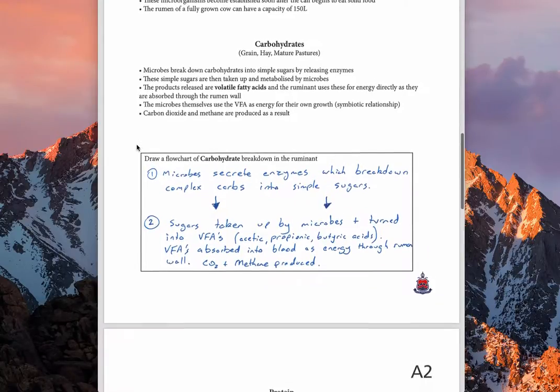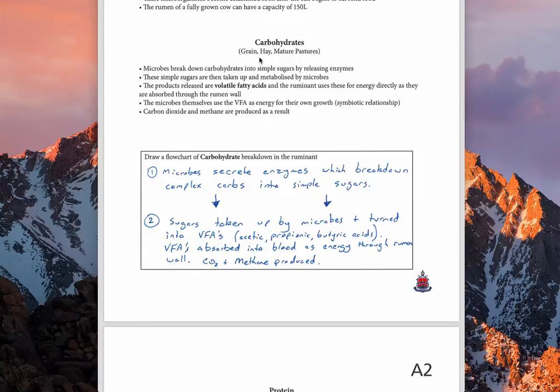Okay, so carbohydrates. We'll look at carbohydrates and protein here. Carbohydrates primarily come from grain, hay, and mature pasture. Microbes break down carbohydrates into simple sugars by releasing enzymes, and the enzymes work at breaking down the carbohydrates. These simple sugars are then taken up and eaten by the microbes. And the result is they release volatile fatty acids, and the ruminant uses these for energy directly as they're absorbed through the rumen wall. You can see down here, the volatile fatty acids are acetic acid, propionic acid, and butyric acid. The microbes themselves also use the volatile fatty acids as energy for their own growth. That's known as a symbiotic relationship, where both the ruminant and the microbes benefit.